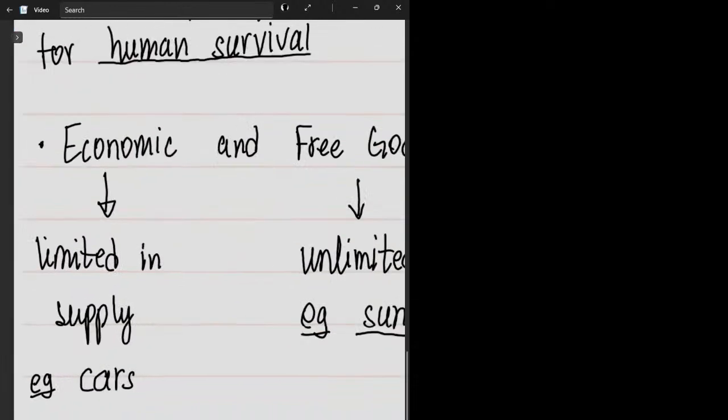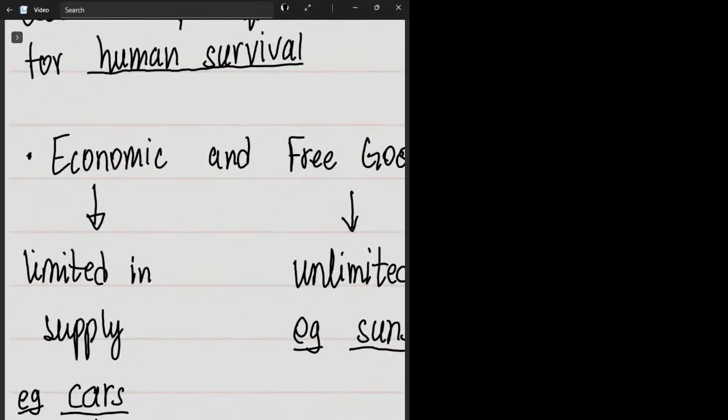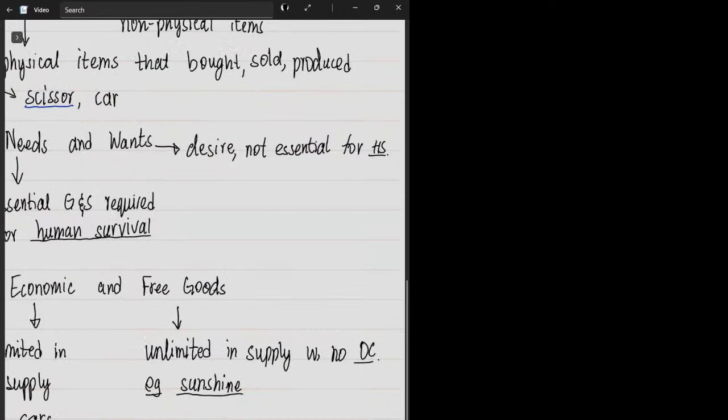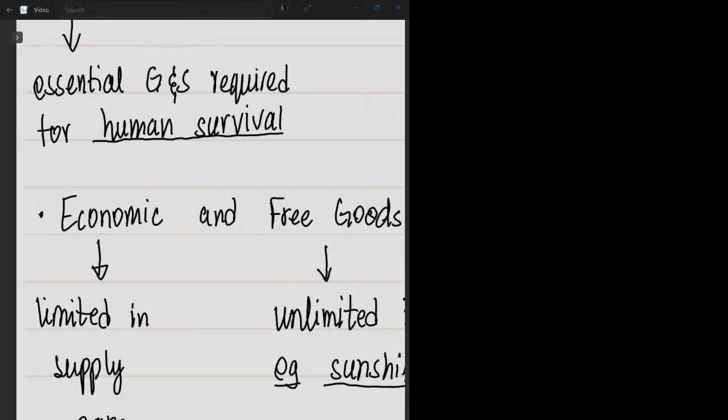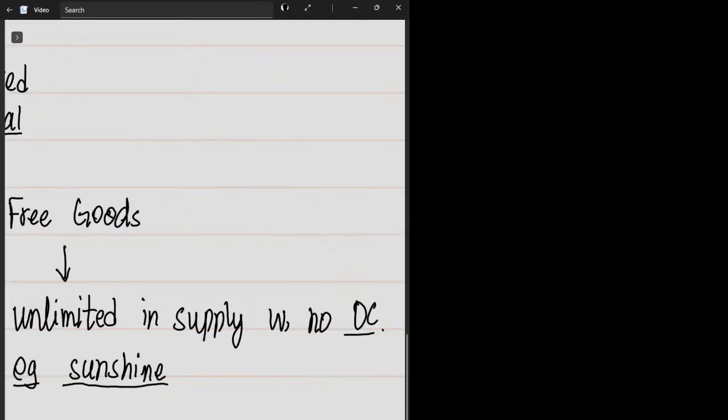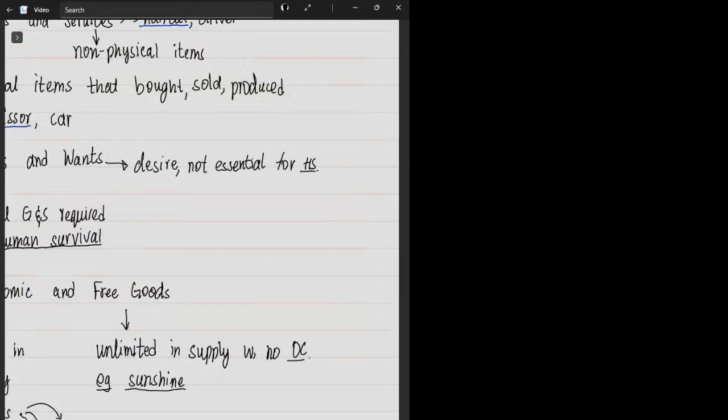For example, cars. If cars are not there, we can easily go for public buses, scooters, or cycles. So they have opportunity costs. We'll be looking at opportunity costs, so don't worry. But you notice that if cars are not there, then we have other alternatives, right? But for the free good, we have no alternative. If sunshine isn't there, there's nothing else you can substitute it for. So it has no opportunity cost, and it is unlimited in supply.